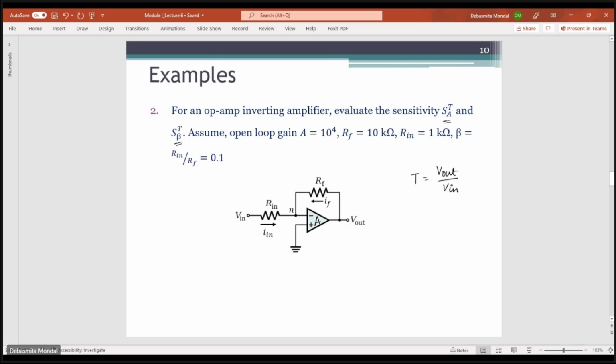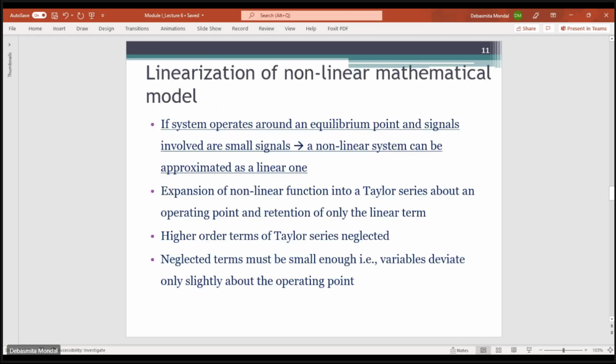Fine. So next, moving on to another topic. This topic is the linearization of nonlinear mathematical models. Why do we need to linearize any kind of mathematical model?